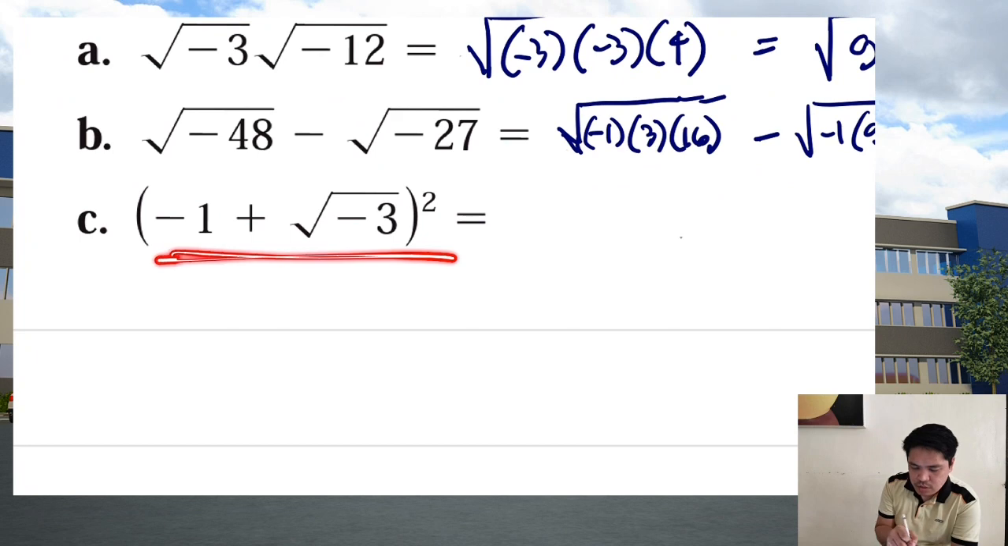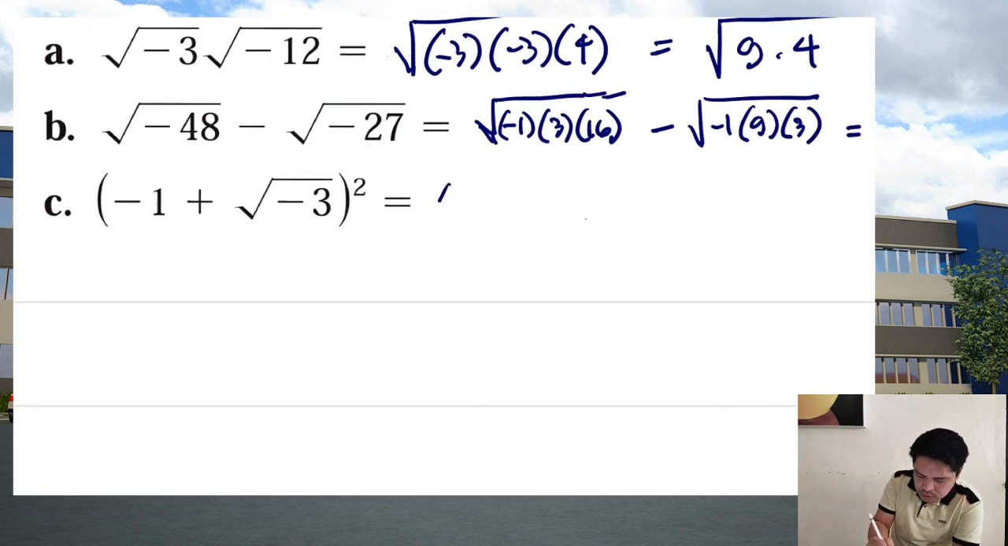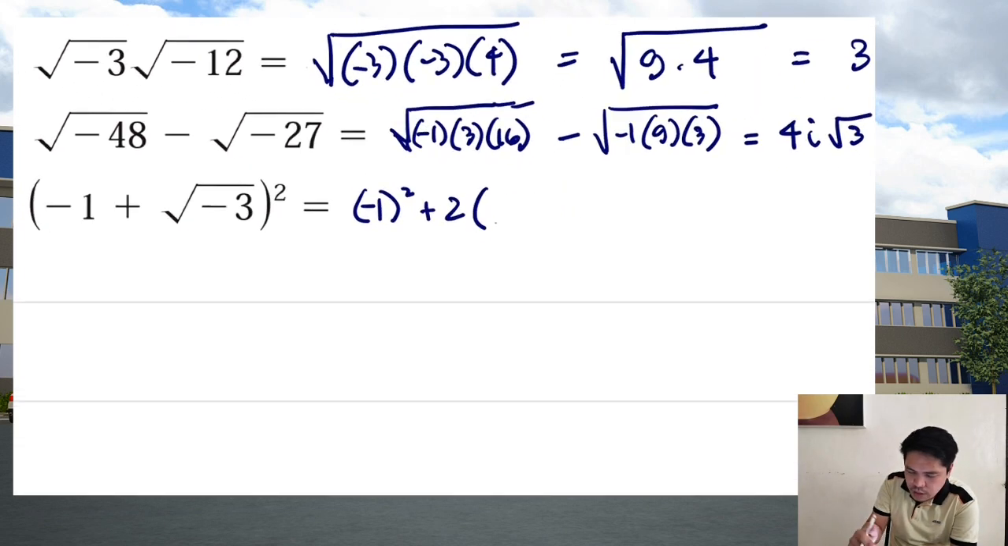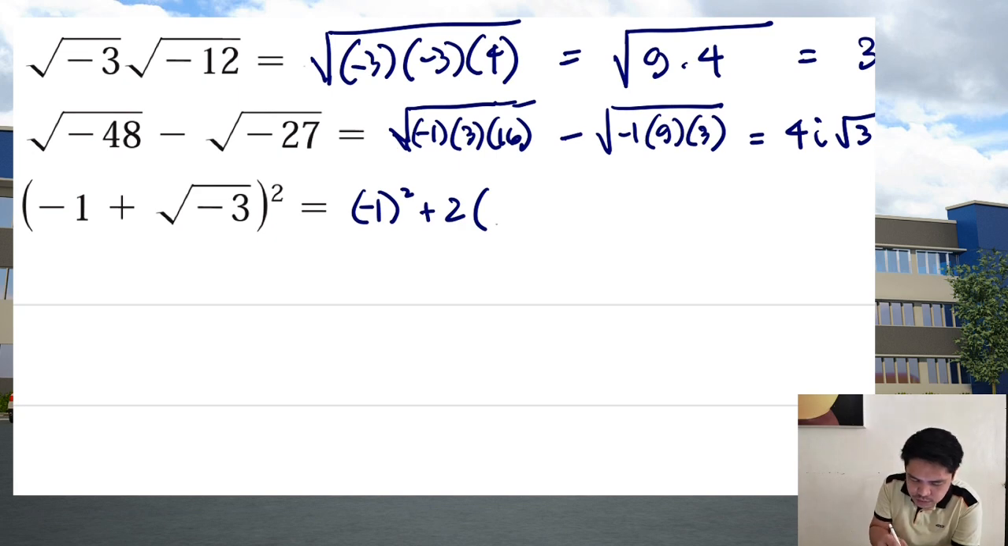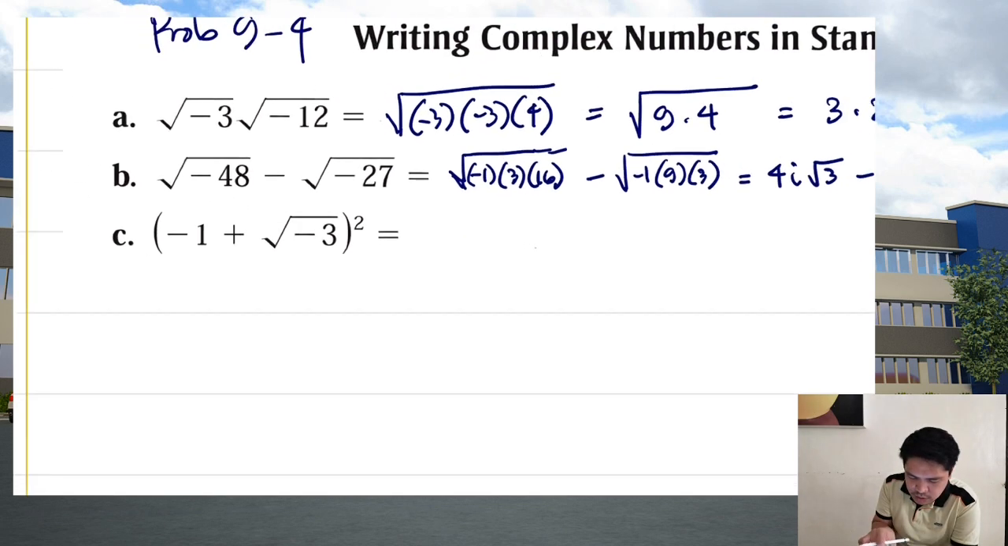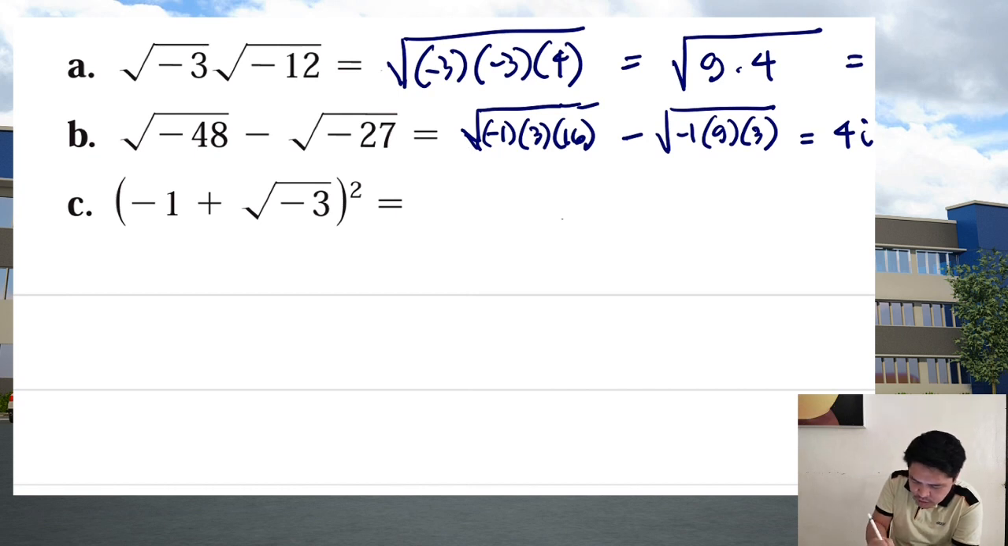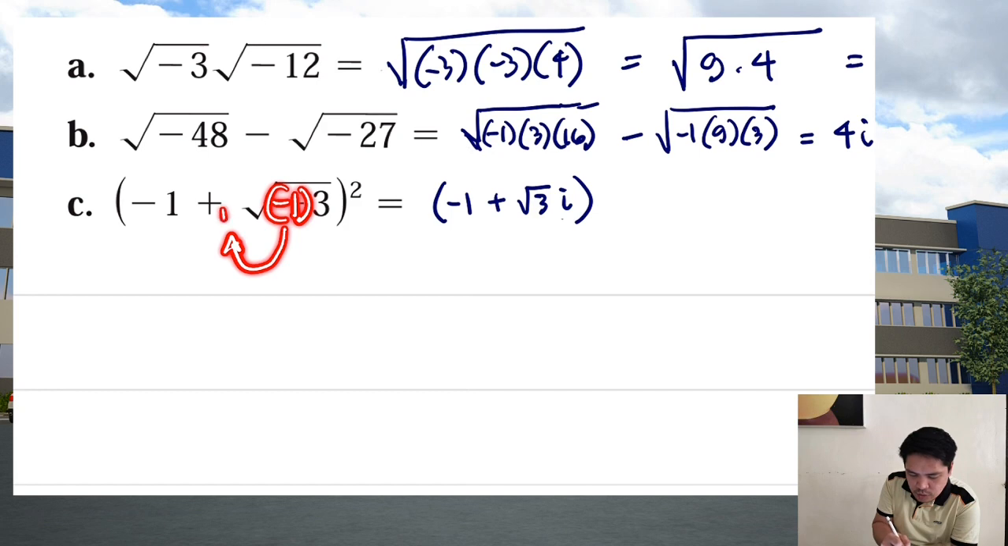Ito siya, we just need to square this binomial. So we know the formula. Before we do that, extract muna natin si i. So, we'll rewrite this as negative 1 plus square root of 3i. Diba? We extracted negative 1. So, ilabas natin si square root of negative 1. So, that would be i. Naiwan sa loob si square root of 3.